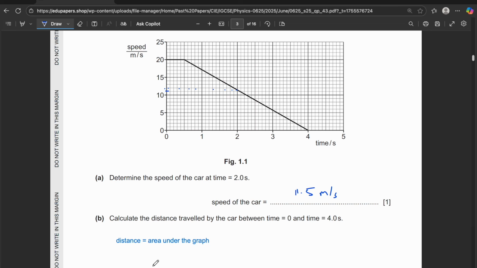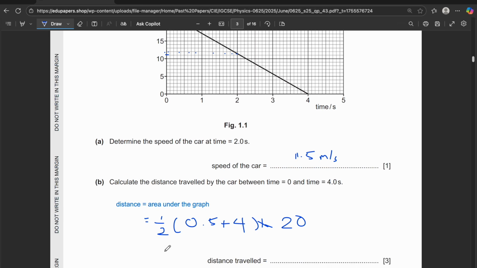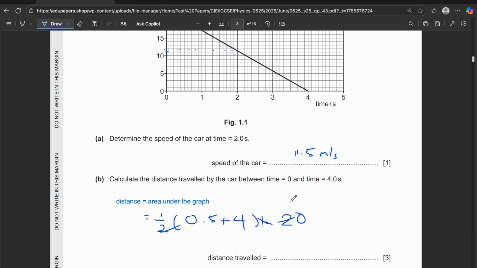So it would be 1/2, a is 0.5, plus b is 4, into height is 20. So that would be 45 meters.